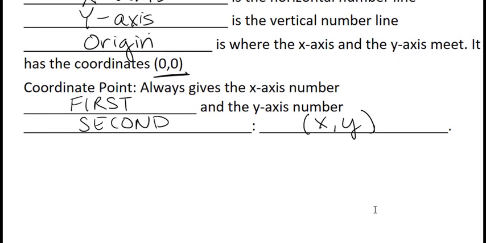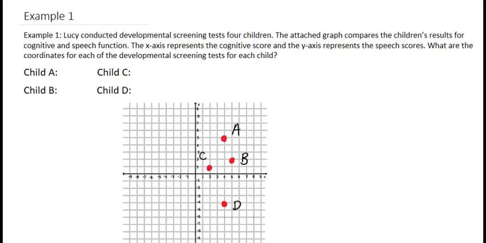So let's first look at an example where we need to give the coordinates. Example 1. Lucy conducted developmental screening tests for 4 children. The attached graph compares the children's results per cognitive and speech function. The x-axis represents the cognitive score and the y-axis represents the speech scores. What are the coordinates for each of the developmental screening tests for each child?